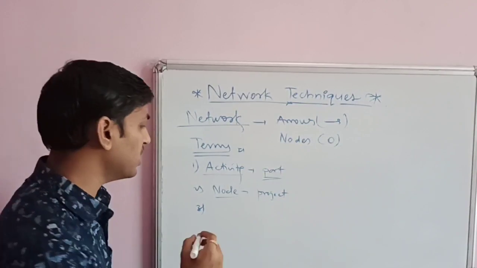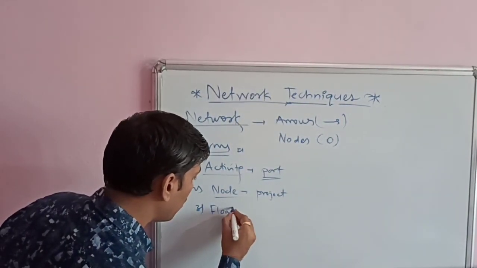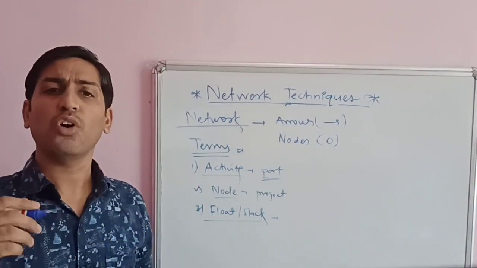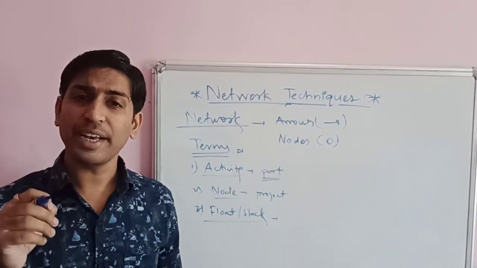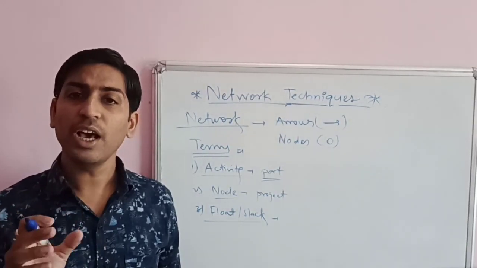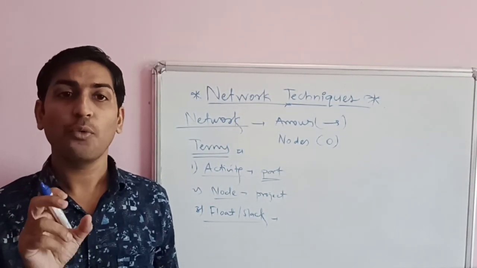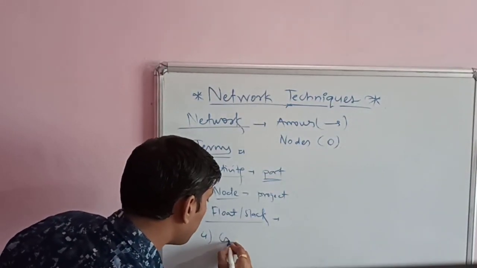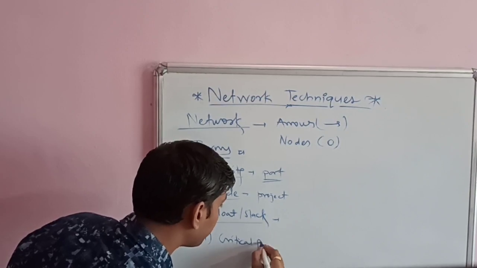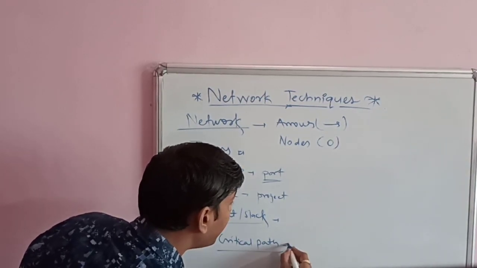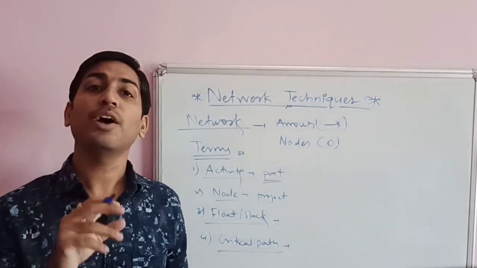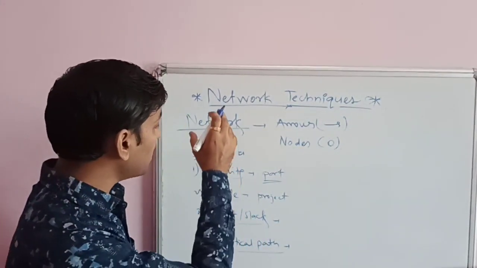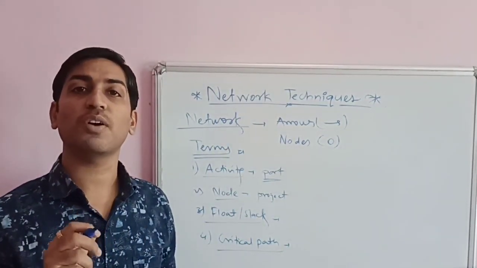Then the third one is the float, or at certain times it is called slack. Float means the latest point in time a task may be delayed from its earliest start date without delaying the project finish date. And the last one is the critical path. The critical path is the longest path to complete a project, and it includes the least float. So these are the four different terms used in networking.